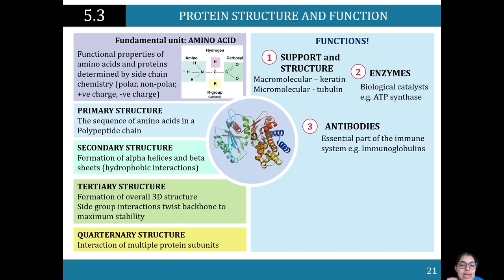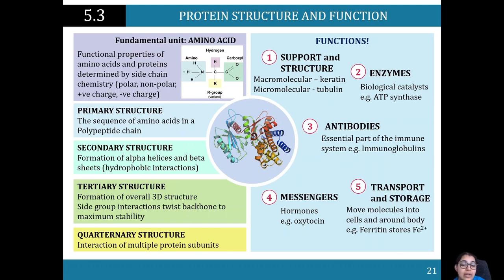Antibodies are an essential part of the immune system, and again, they are proteins. They're made of proteins, and that includes things like immunoglobulins. We have messengers, so that includes our hormonal messengers like oxytocin. And finally, protein is really important for storage and transport. So moving molecules into cells and around cells requires the production of these proteins. And an example of that is ferritin, which stores iron.